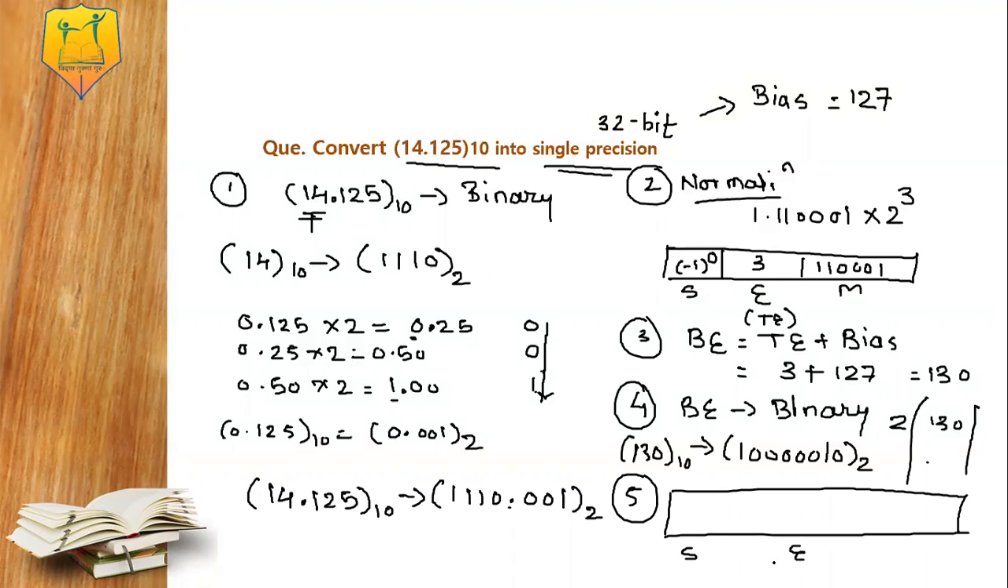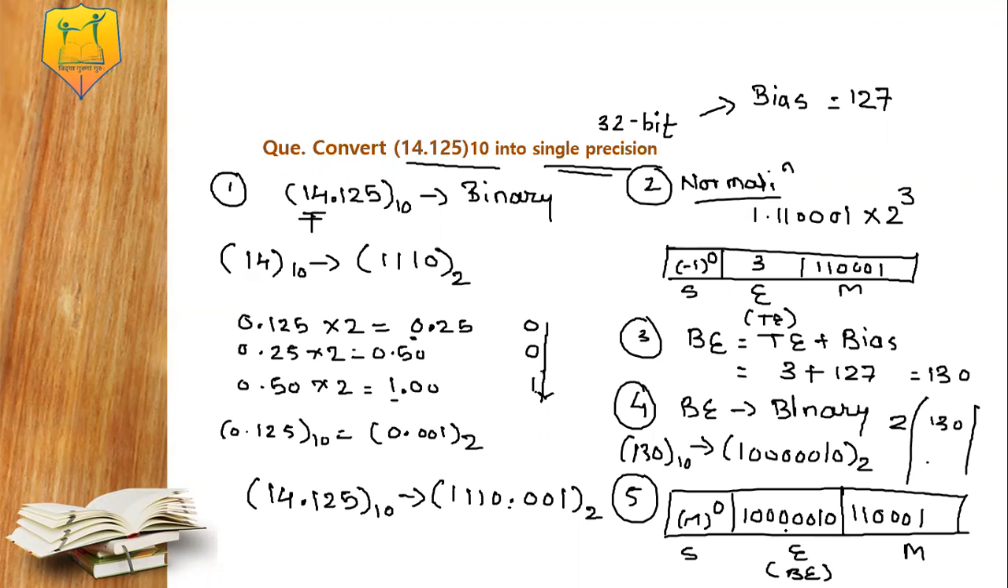So S, E, and M: sign, biased exponent in binary, and then finally the mantissa. So it's minus 1 raised to 0. Next, my exponent is 10000010, and the mantissa, you know, guys, is 110001. Okay, so this is the final format for single precision. Understood? Tell me guys, understood or not?